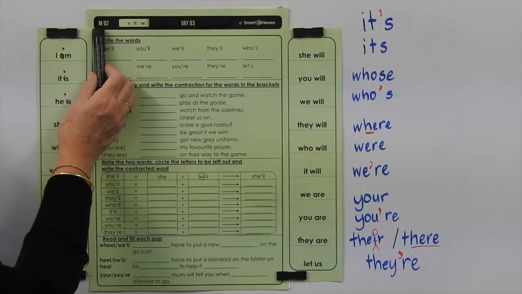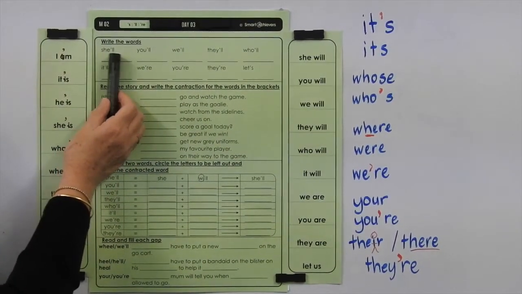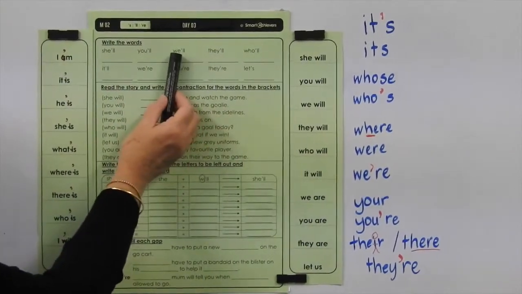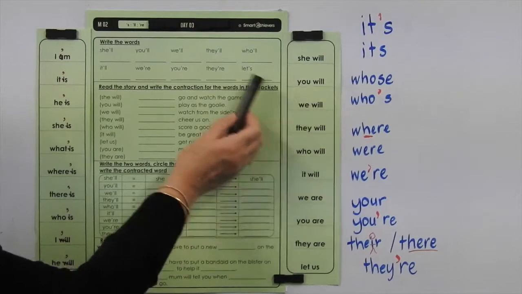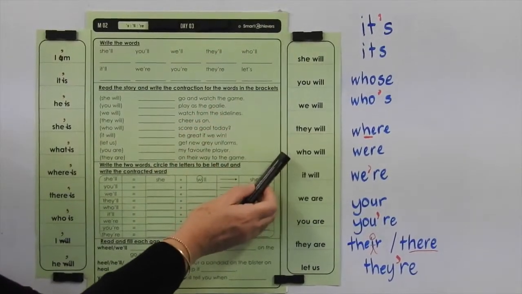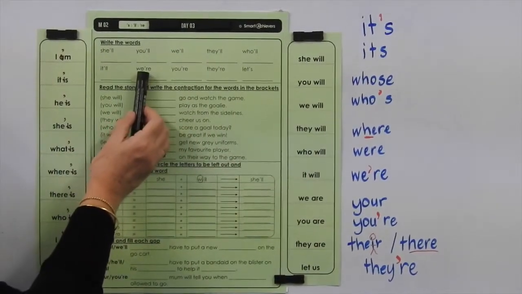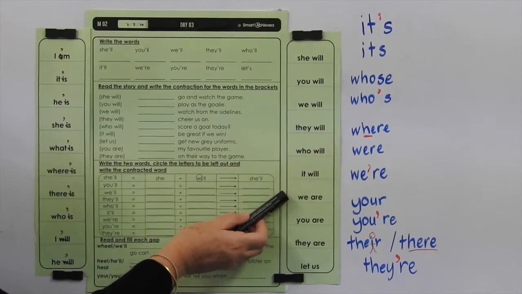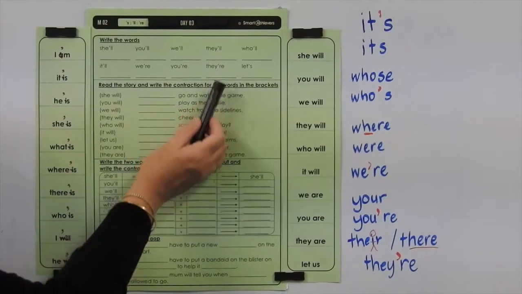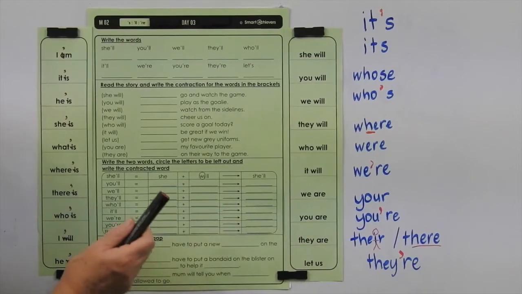This is level M, list 2, and we're doing the day 3, and we've got she'll, which is short for she will, you'll, which is short for you will, we'll, which is short for we will, they'll, which is short for they will, who'll, which is short for who will, it'll, which is short for it will, we're, which is short for we are, you're, which is short for you are, they're, which is short for they are, and let's, which is short for let us.